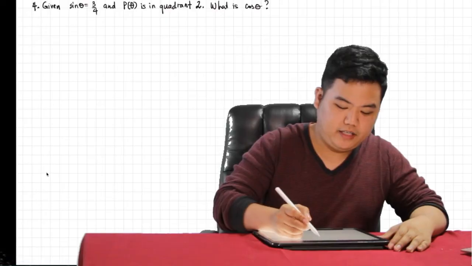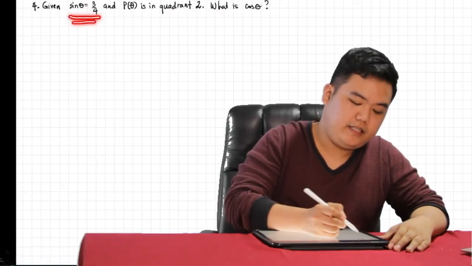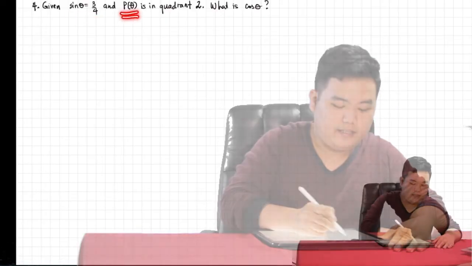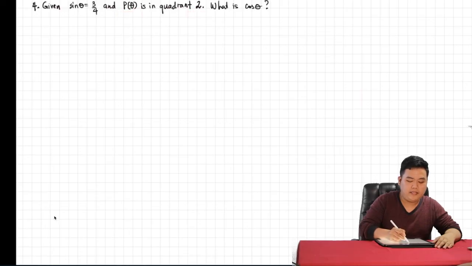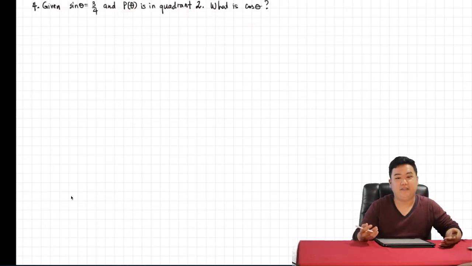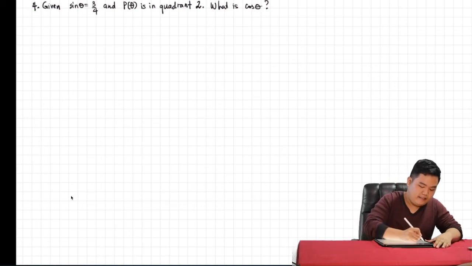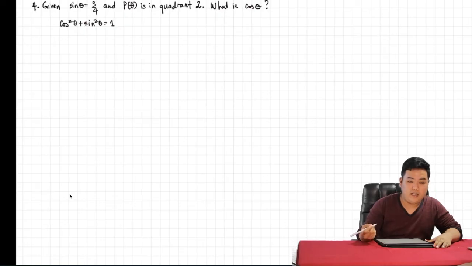So we have here, sine theta is 3/4. P of theta is in quadrant 2. So, pinapahanap niya sa'yo si cosine theta. So, isa lang naman yung equation natin that relates sine theta and cosine theta. That is, cosine square theta plus sine square theta equal to 1. So, pa-plug in lang natin si sine theta dyan to get cosine of theta.